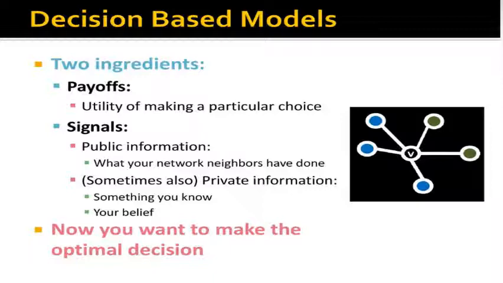There are two ingredients in decision-based models: one is the payoff and the other is signals. The payoff is the utility of making a particular choice. The signals are the public information, what your neighbors have done. Based on the public information, and sometimes also private information, something you know and believe, and based on your belief and the payoff, you will decide what your optimal decision is.